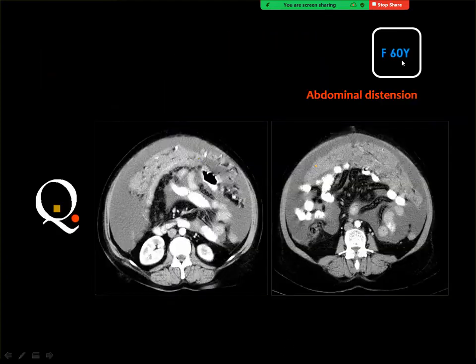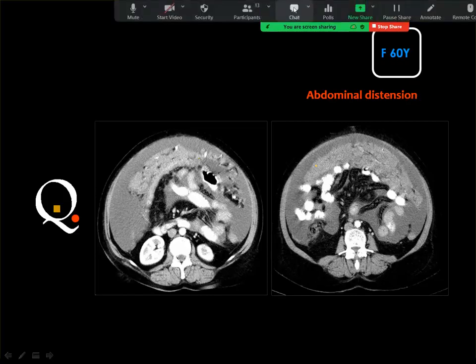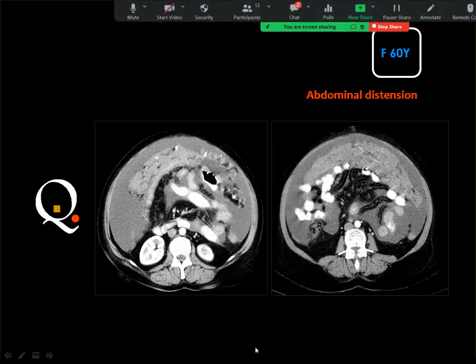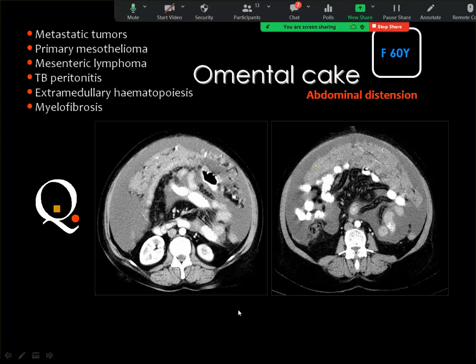Next case is a 60 years old female with abdominal distension. Yes, the diagnosis is omental cake. Then if you are asked about the differential diagnosis of an omental cake, this is the differential diagnosis. Number one and the most common by far is metastatic tumors, especially the ovaries. Number two, the primary mesothelioma of the peritoneum. Number three, mesenteric lymphoma. Number four, TB peritonitis.